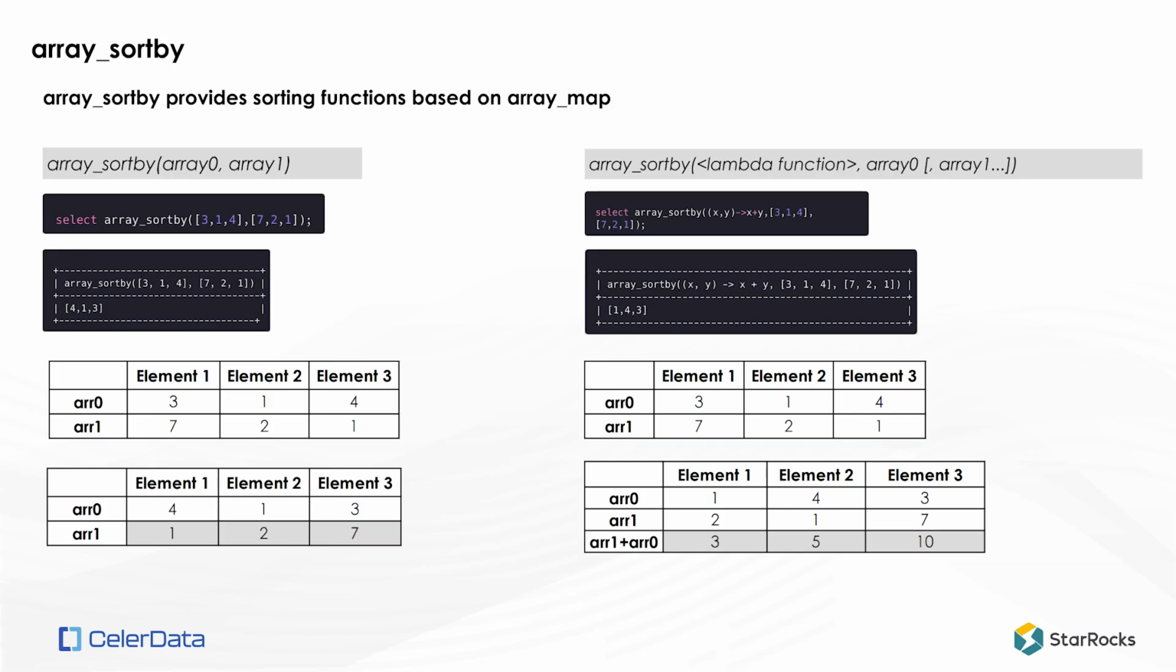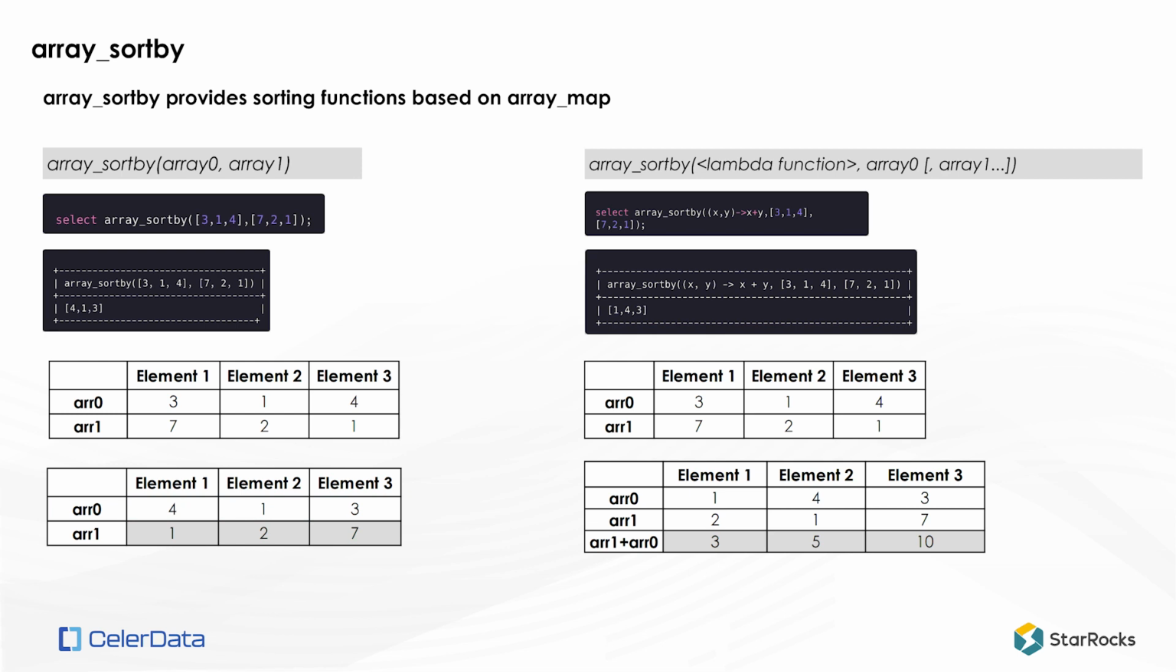Array_sort_by enhances the ability to sort on top of the array_map. Array_sort_by also supports simple usage without higher order functions. In a common use case, array 0 will be rearranged according to the ascending order of the elements in array 1 and returned. For example, if array 0 contains 3, 1, and 4 and array 1 contains 7, 2, and 1, array 1 will be sorted in ascending order as 1, 2, and 7, so the corresponding array 0 order will be 4, 1, and 3.